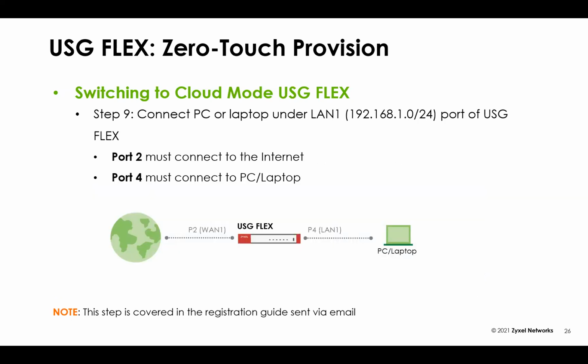So once you set it back to factory default, you have to take your port 2 on the USG FLEX and connect it to your WAN port, your internet source, be it cable modem, DSL modem, or switch. Make sure that it has to be connected on port 2 to your uplink to the internet. Port 4 must be connected to your PC or laptop.